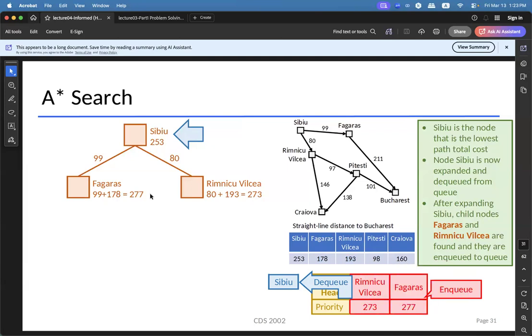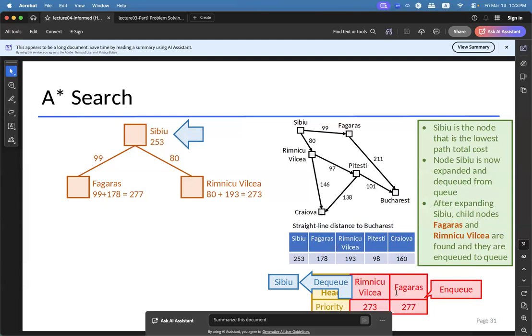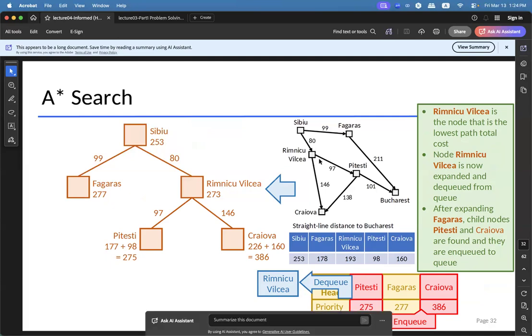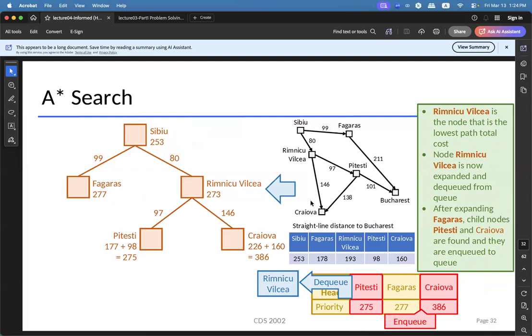Okay, and then we add the two nodes to the priority queue according to the value. Because Rimnicu Vilcea has a smaller value, next time we will expand it first. So when we expand Rimnicu Vilcea, now we have two nodes, because according to the network here, Rimnicu Vilcea is pointing to Pitesti and to Craiova, so we have two nodes.